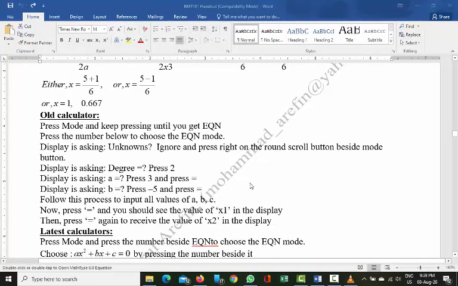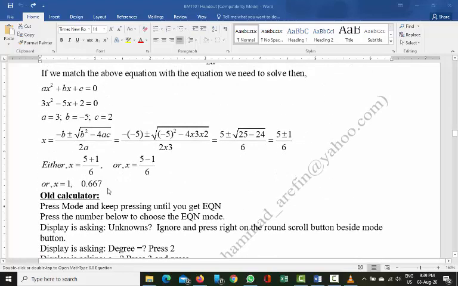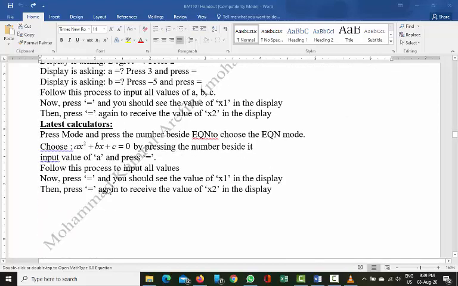You will see the value of x1. That means the first value of x. And then if you press equal again, you should get x2. That means the second value of x. As I said before, if you want to come back to normal mode, you should press mode and then 1 to get back to normal mode.